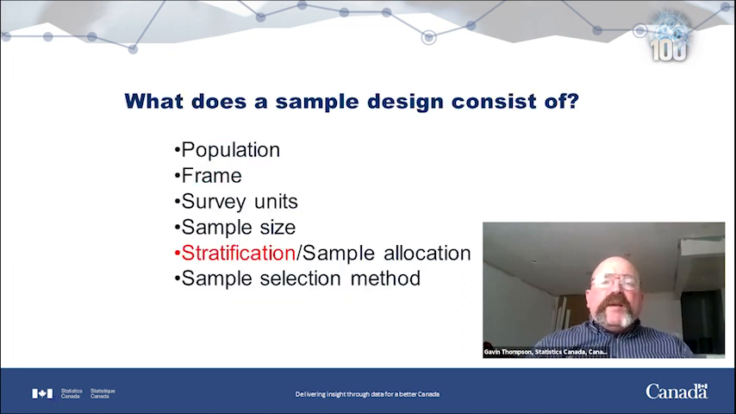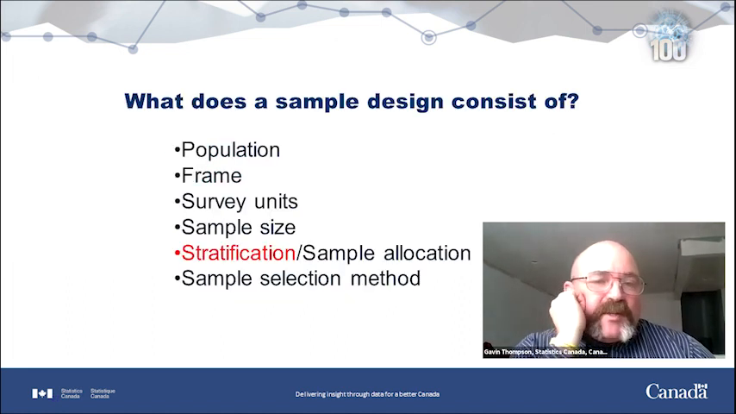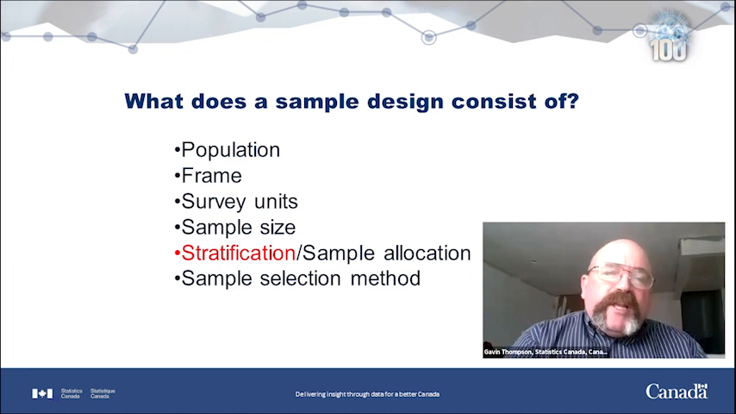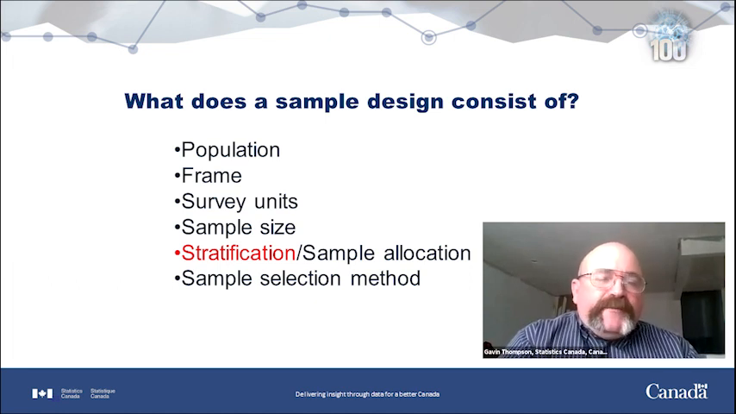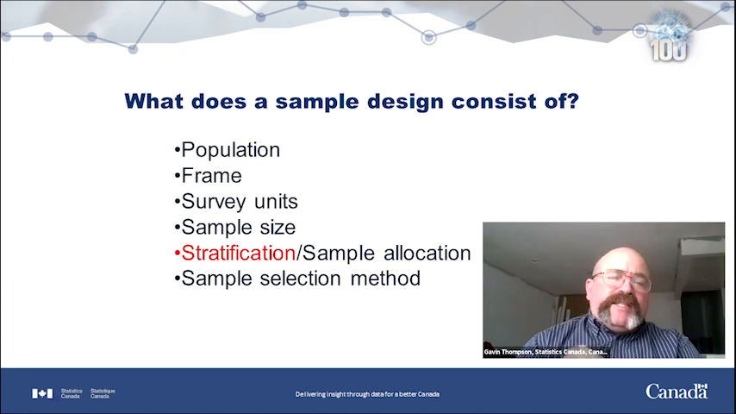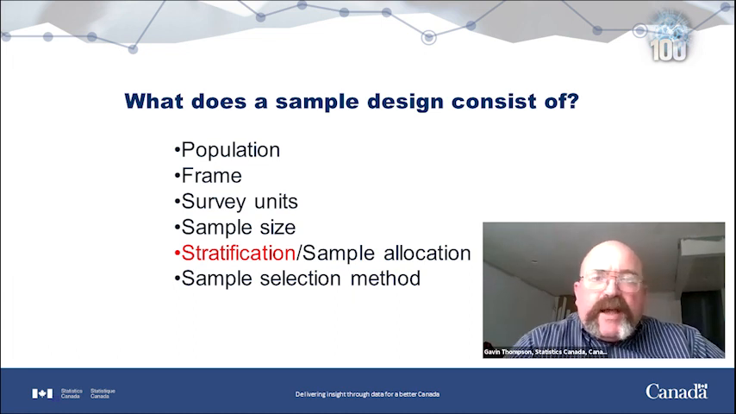All right, so what does our sample design consist of? There's at least 6 parts, but there's 6 parts I'm going to talk about. So the population of interest, that's very important to us. The frame, and I'm going to go through all of these in time, so I'm just going to quickly say them here. Our survey units, our sample size, stratification and sample allocation. Stratification and sample allocation is so important. It's getting its own presentation later on in the series. And then sample selection methods. I'm going to talk briefly about that today, but again, that'll be in many of the presentations coming up after this week.